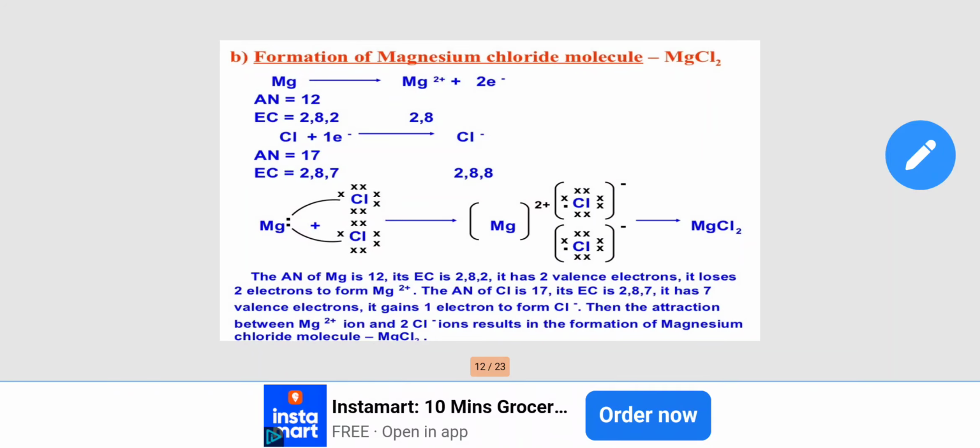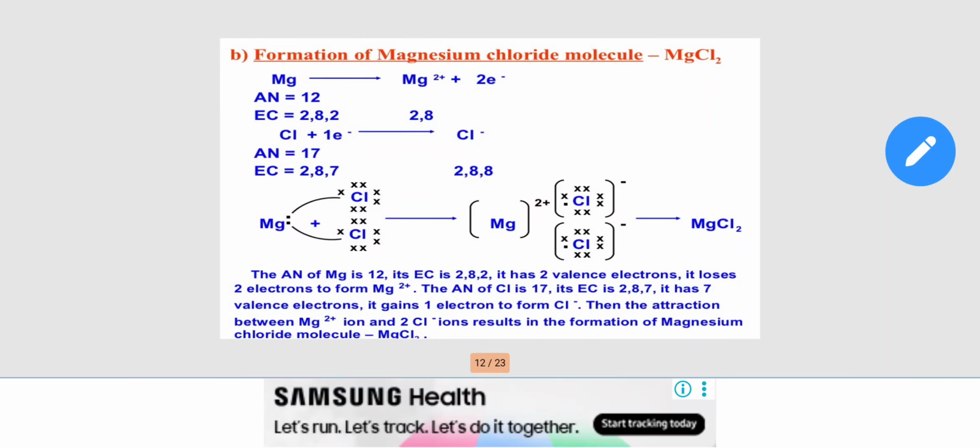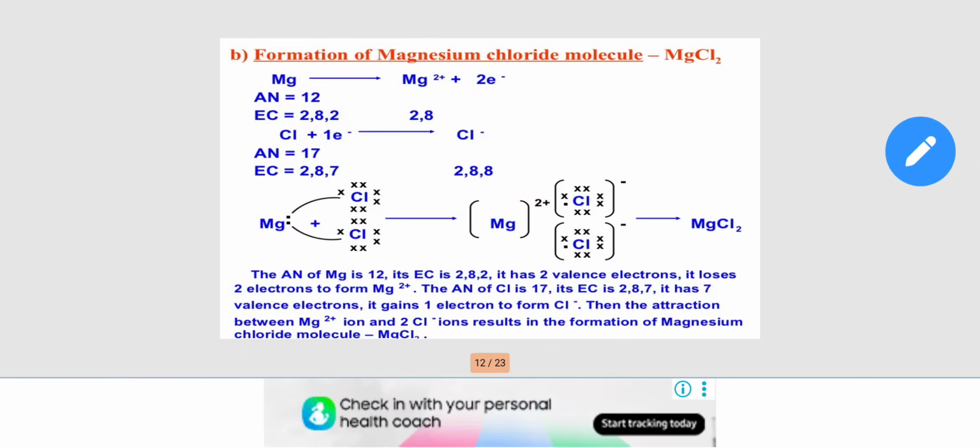Formation of magnesium chloride molecule. You can see here the atomic number of magnesium is 12, its electronic configuration is 2, 8, 2, it has 2 valence electrons, it loses 2 electrons to form Mg2 plus, and the atomic number of chlorine is 17, its electronic configuration is 2, 8, 7, it has 7 valence electrons, it gains 1 electron to form Cl minus. Then the attraction between the Mg2 plus ion and 2 Cl minus ions results in the formation of the magnesium chloride molecule, which is MgCl2.